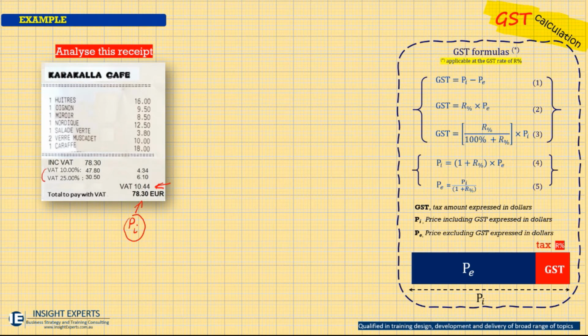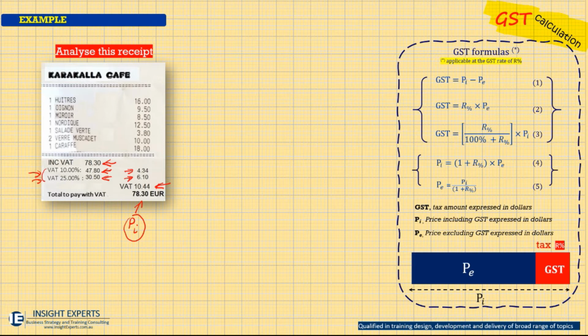And the way to do that, if you simply come to the amount being paid by the customer at point of sale, again, it's 78.30. That 78.30 has been split into two amounts, 47.80, which is taxable at the rate of 10%, and 30.50 taxable at the rate of 25%. And when the calculation is done, we end up with a VAT amount of 4.34 and 6.10 respectively.